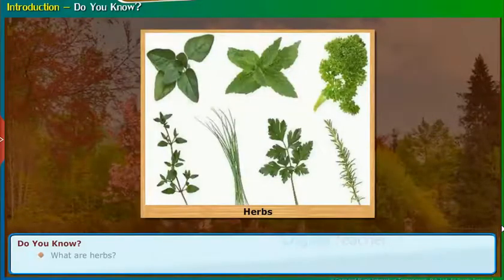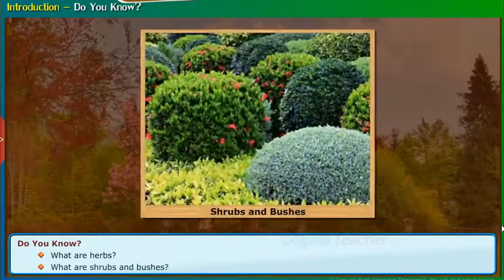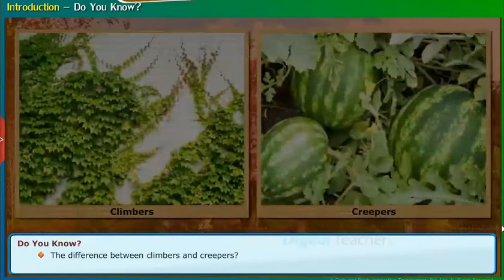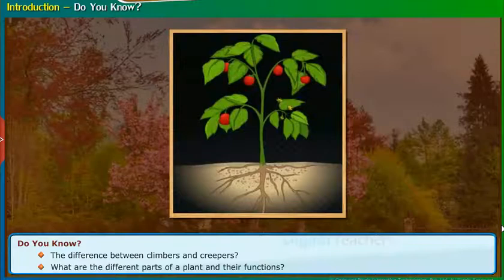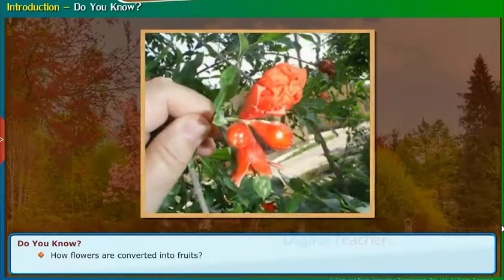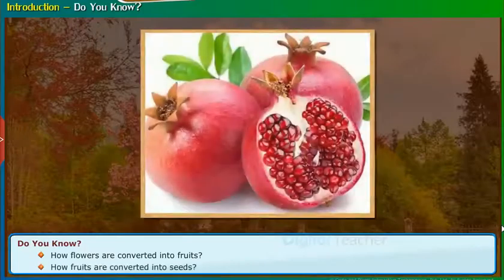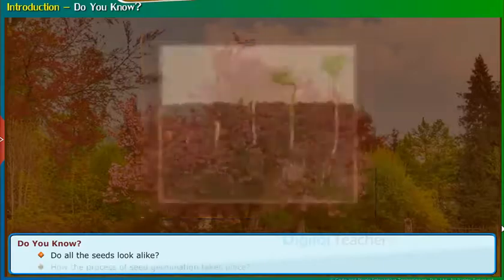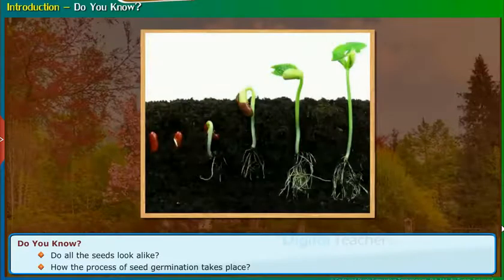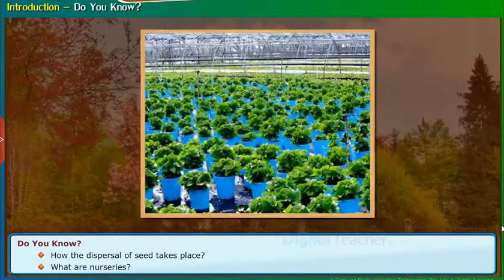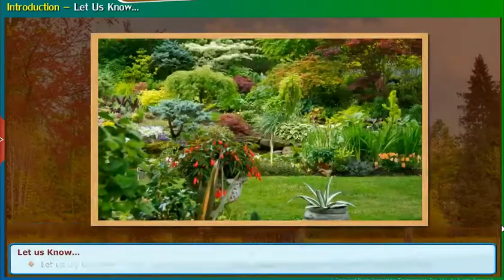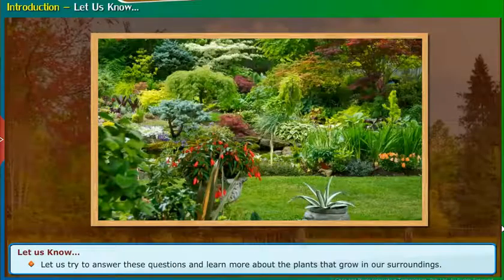Do you know what are herbs? What are shrubs and bushes? The difference between climbers and creepers. What are the different parts of a plant and their functions? How flowers are converted into fruits? How fruits are converted into seeds? Do all the seeds look alike? How the process of seed germination takes place? How the dispersal of seed takes place? What are nurseries? Let us know. Let us try to answer these questions and learn more about the plants that grow in our surroundings.